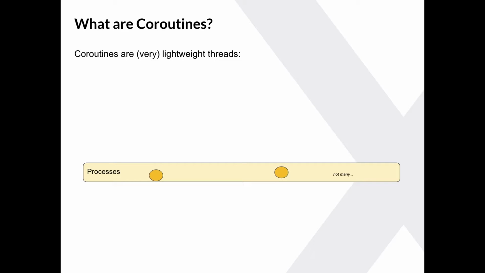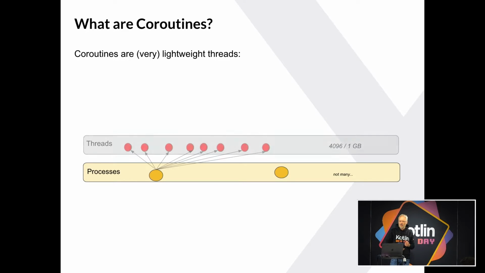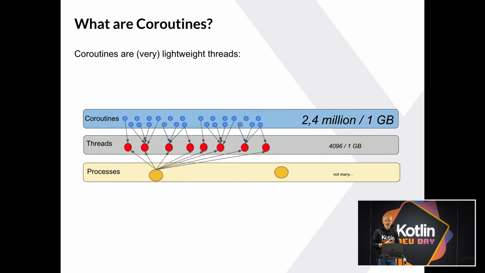I think it's good to also see them in contrast with, first of all, processes. On an operating system, we have processes like the Java process when you start up an application. You don't have many of them. Then you normally have kernel threads. So these are the threads that really get a time slice of the CPU and then execute something on it. And on top, you would have coroutines. And coroutines are lightweight threads, so you can have 2.4 million per gigabyte, whereas in the threading case, you can have about 4,000 per gigabyte of memory. So it's quite significant.